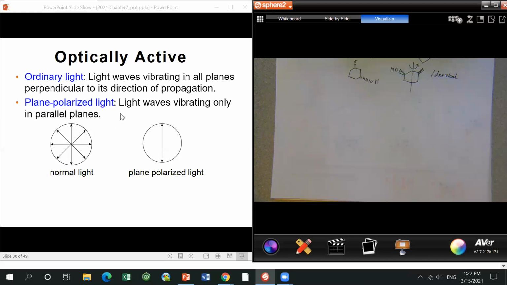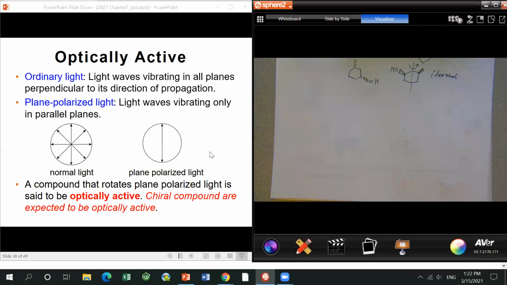Plane polarized light is light that only vibrates in one direction, in one parallel plane. This we call plane polarized light. And if a compound is chiral, it will rotate the plane polarized light by certain degrees. For example, the very beginning is here. Once you let the plane polarized light pass through the chiral molecule, it will then vibrate in these two directions. This kind of compound we call an optically active compound, which is another way of saying a chiral molecule.